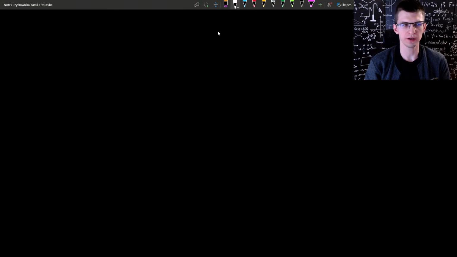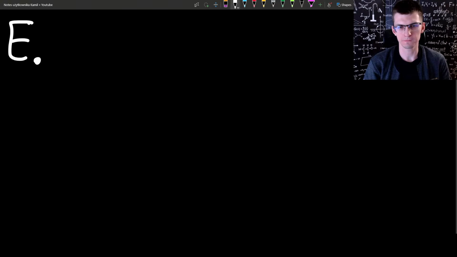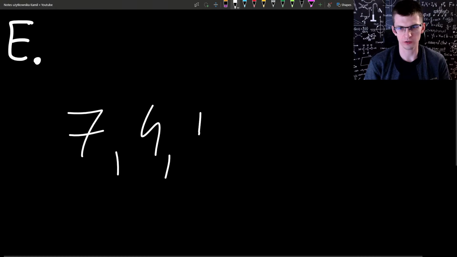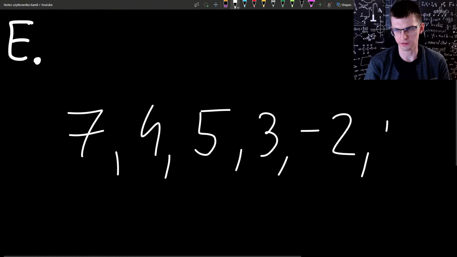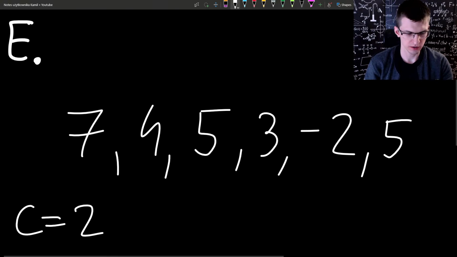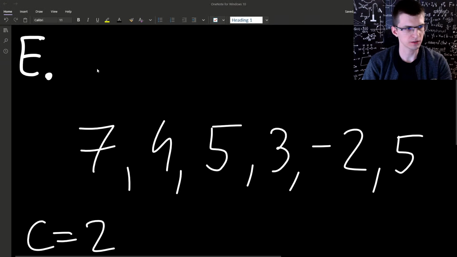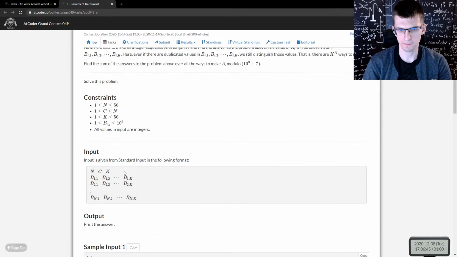Maybe it will be better to move backwards. This is problem E. If you have 7, 4, 5, 3, minus 2, and 5. And there is some cost C equal to, let's say, 2. Is it positive? Why it doesn't work? Yeah, C is from 1 to n, right?